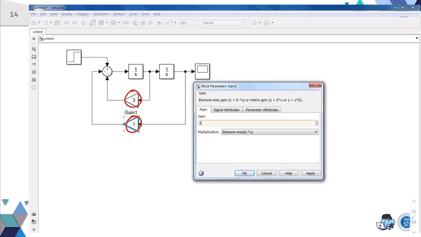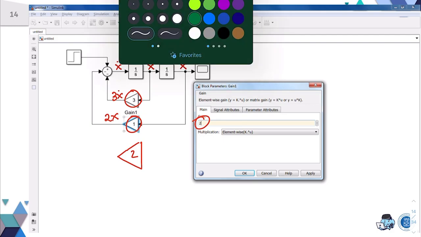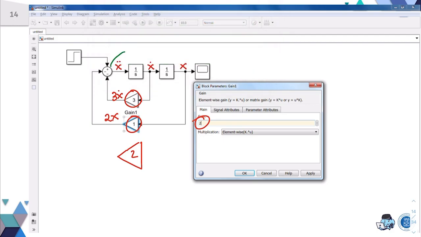If you remember our practicum in module 3, it is x double dot, x dot, and then x. Then the x dot will be multiplied by 3 and it will be 3x dot. Meanwhile, for this one, after you double click on this gain, it becomes 2, and then it will be 2x. So the differential equation is mainly represented by this sum.